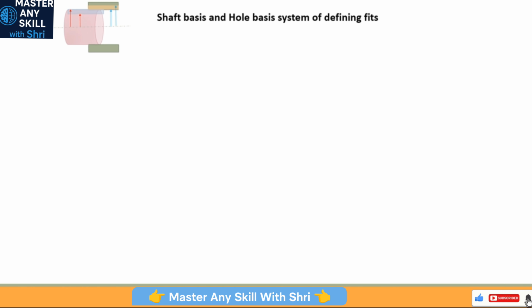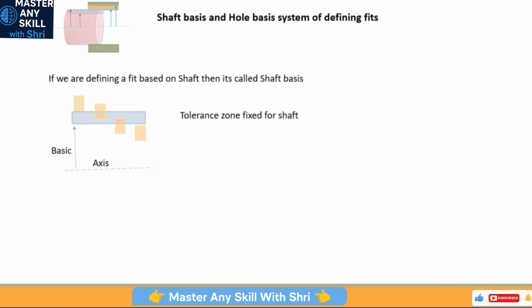We'll have a brief look at the shaft basis and hole basis system of defining the fits. So the basic idea of defining a fit is defining the tolerance zones for the shaft and the hole. As we have already seen, the clearance fit, the interference fit, the transition fits, all are dependent on the location of the tolerance zone. So we need to locate the tolerance zone and we need to identify the size of the tolerance zone. These two are the main things when defining the fits. So if we are defining the fit by keeping the tolerance zone of the shaft as fixed, then it is called the shaft basis.